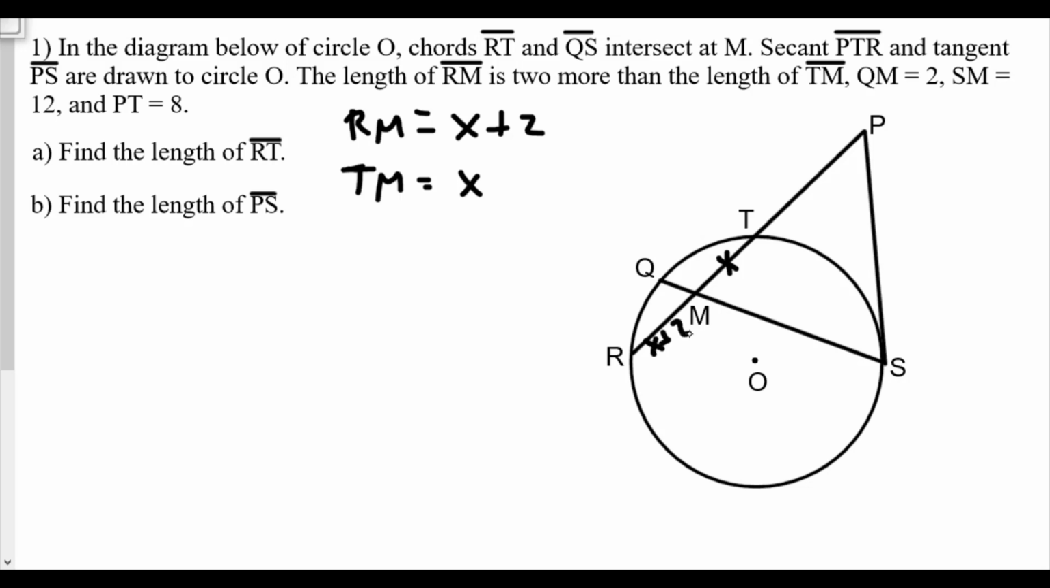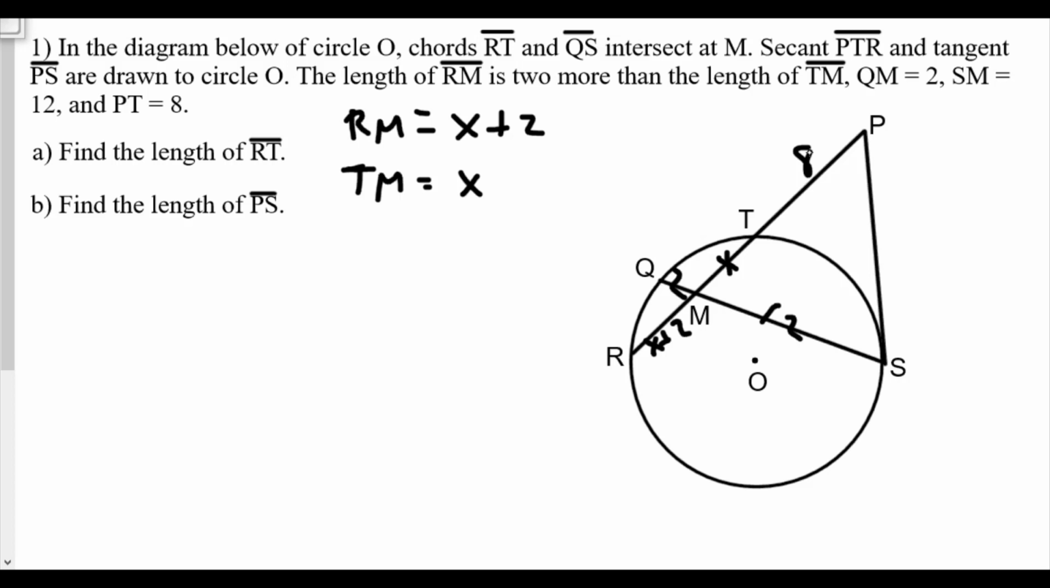All right, now find the length of RT. Well, QM is 2, we'll label that, and SM is 12, and PT is 8, which we'll use for the next question.